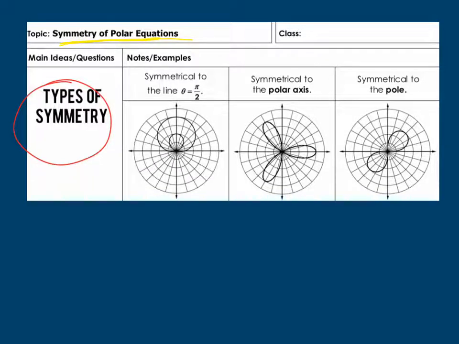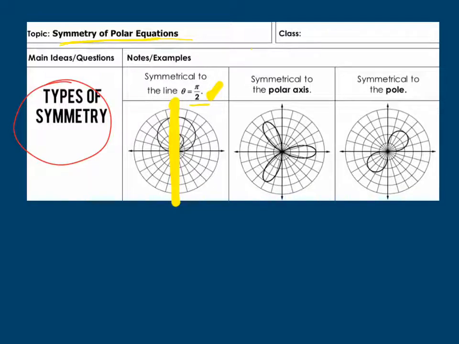So there are three ways for something to be symmetric in polar equations. The first one is symmetric to the line theta equals pi over 2, which is this line right here. Okay, symmetric to that line. That's theta equals pi over 2.